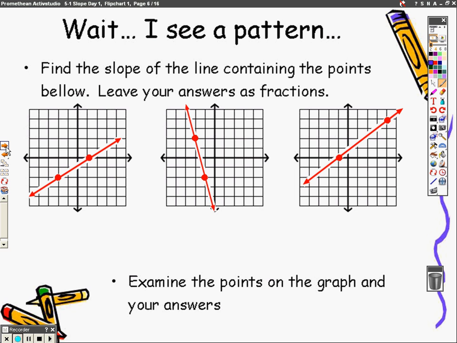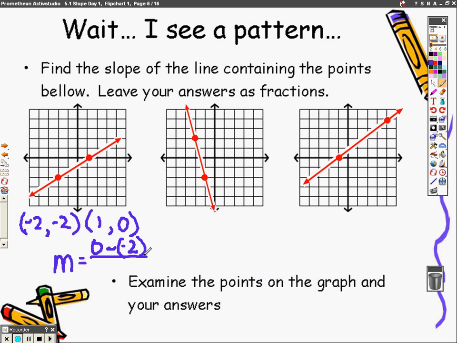Okay, the second way that we need to be able to determine slope is from a graph. Now for our first example, we have 2 ordered pairs. The first one is (-2, -2), and the second one is (1, 0). I can use the slope formula again. m equals 0 minus a negative 2 over 1 minus a negative 2. 0 minus negative 2 gives me 2, and 1 minus a negative 2 gives me 3, so I have a slope of 2/3.